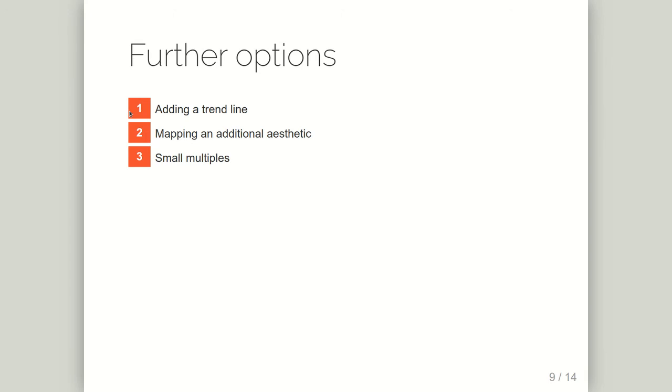What I've shown you is a fairly basic scatter plot, but you can obviously improve on this by changing the scatter plot in different ways. And here I'll talk you through three different options you might want to consider, which are adding a trend line, mapping an additional aesthetic, and using small multiples.